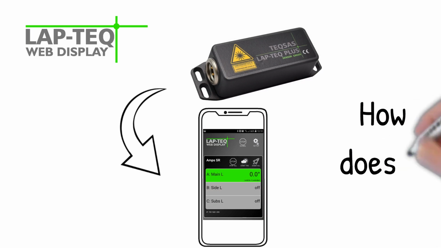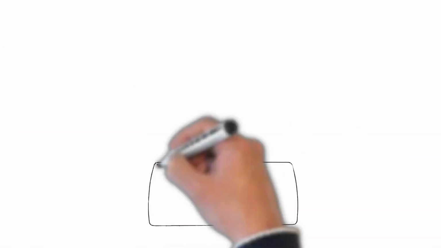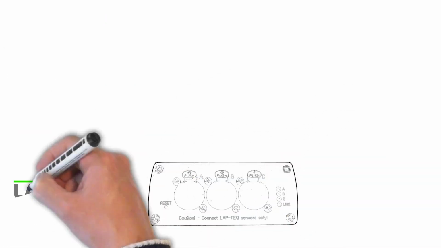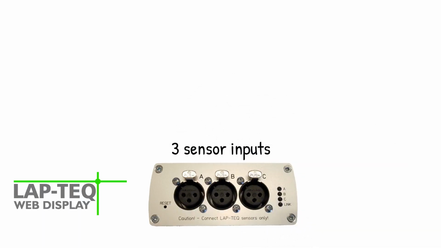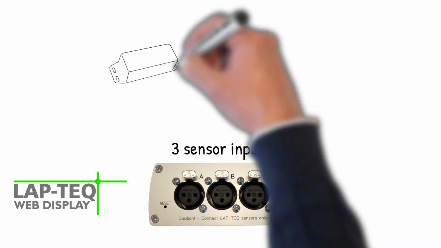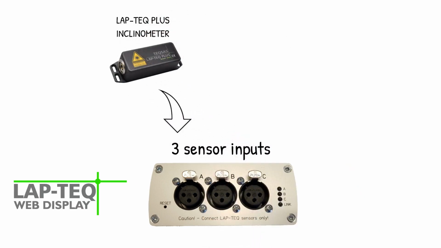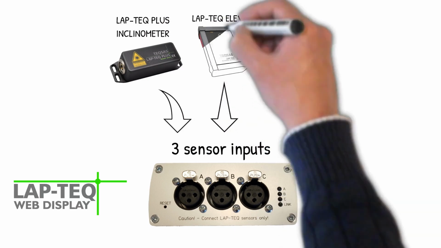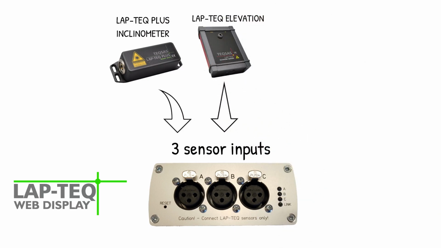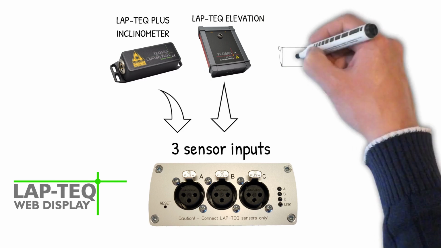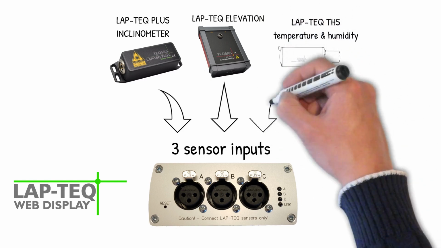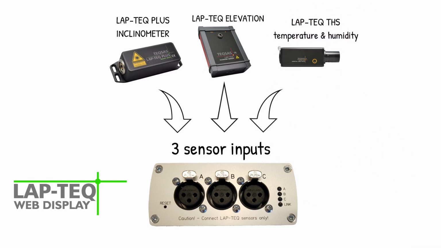Okay, how does it work? LAP-TEQ Webdisplay is a little device. It has 3 XLR inputs for LAP-TEQ sensors. LAP-TEQ sensors can be the LAP-TEQ Plus inclinometer sensor with green crosshair laser, or you can use LAP-TEQ elevation for measuring loudspeaker trim height, or you can use LAP-TEQ THS for gathering atmospheric data like temperature and humidity.